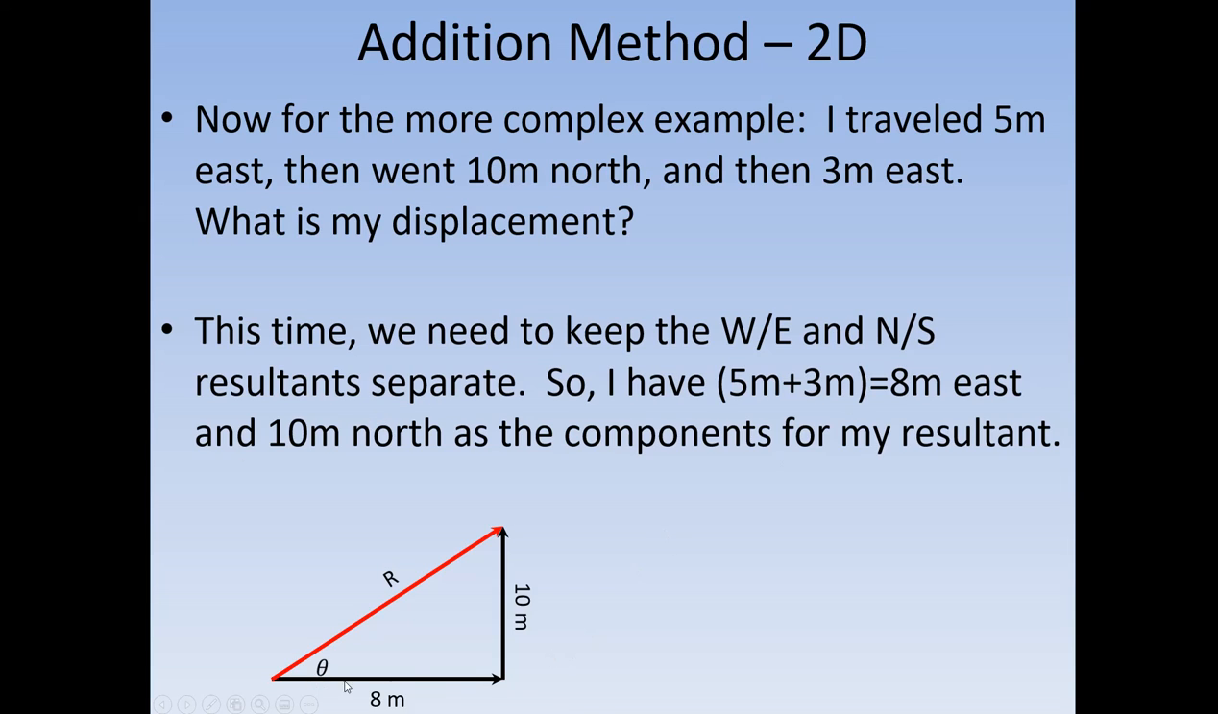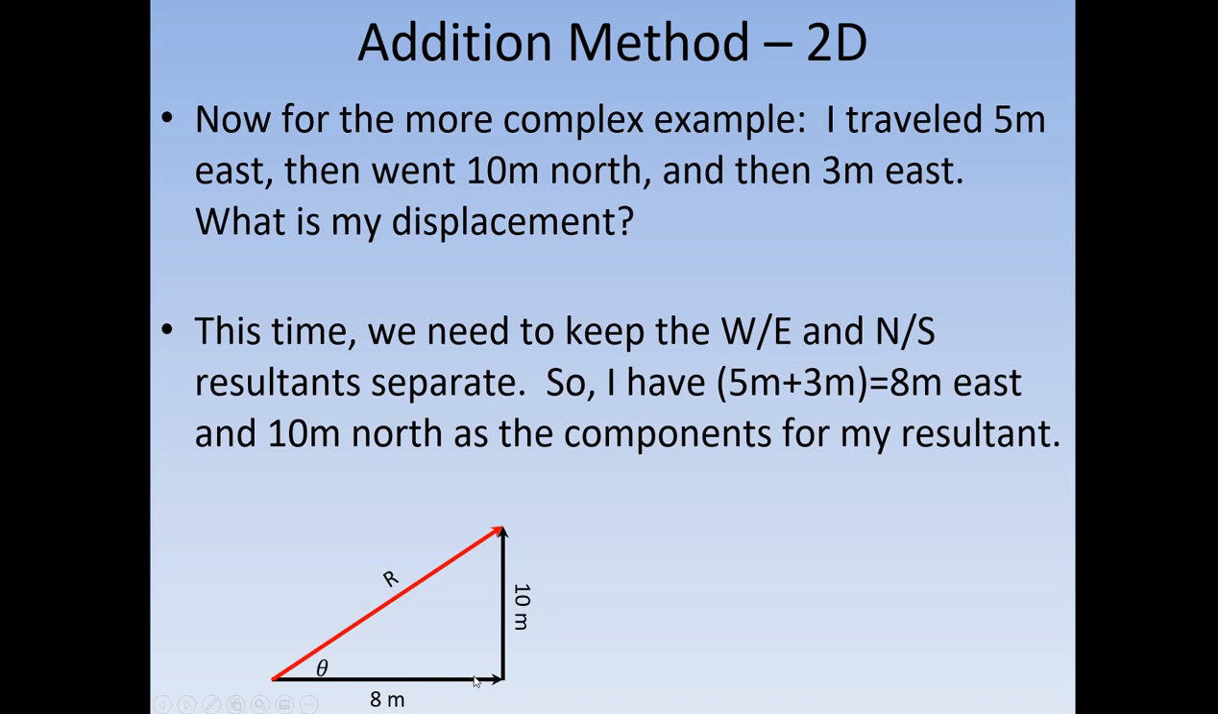And now we end up getting these two final vectors. So I have an 8 meters east and a 10 meters north. My resultant will end up being the arrow that goes from one end to the other end, or based off the shape, the hypotenuse of the triangle that I make.